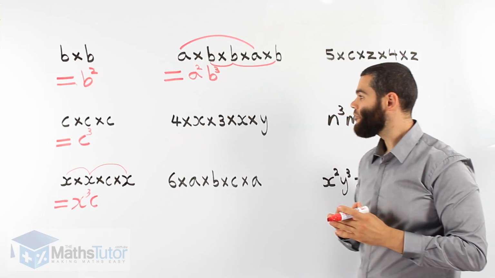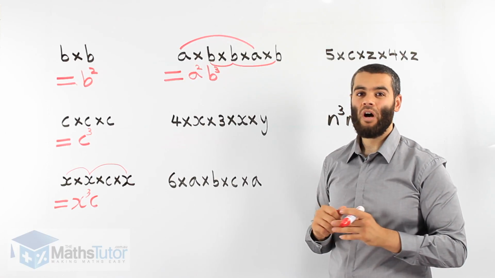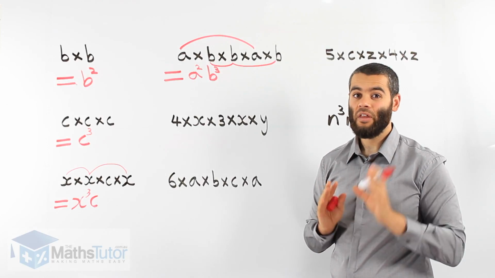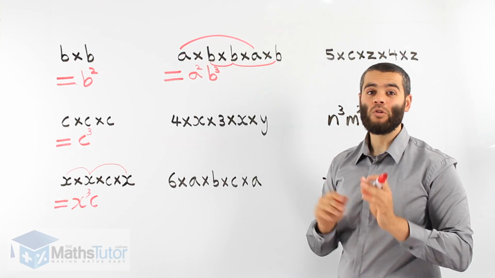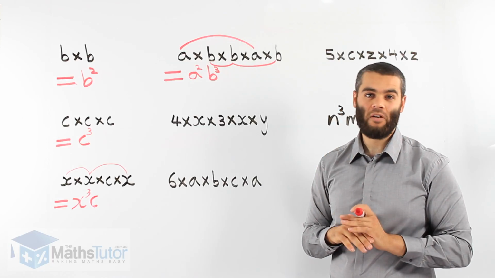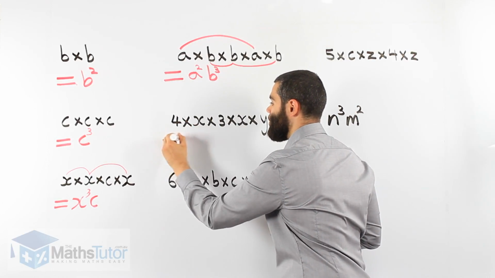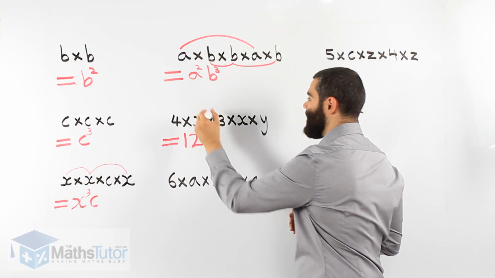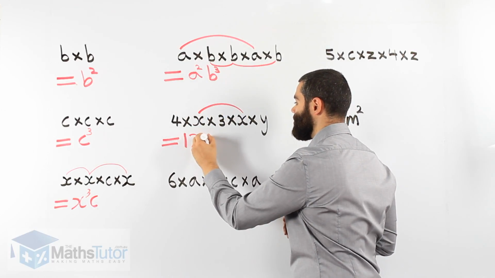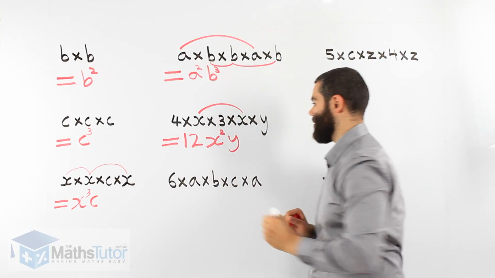Here, 4 times x times 3 times x times y. What do you notice? There are numerals, the numbers. So we have to multiply numbers first. Always numbers come first, all the time. So 4 times 3, we start with them first. We have 12. Then x times x, x squared, and y.